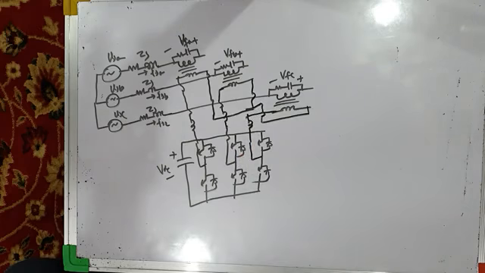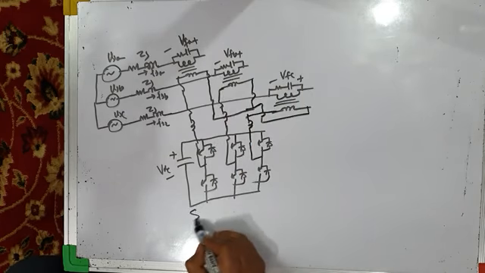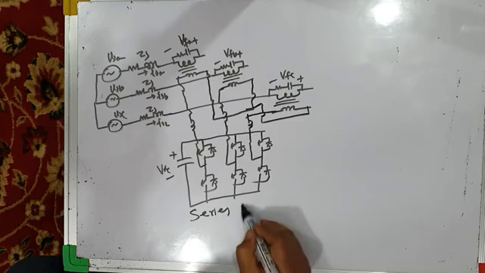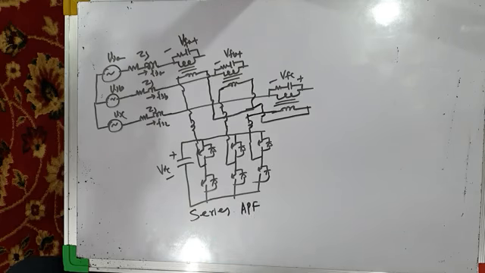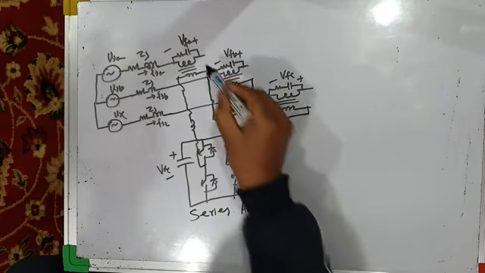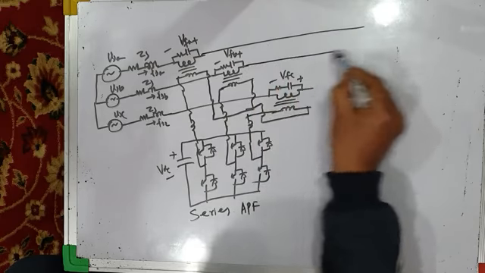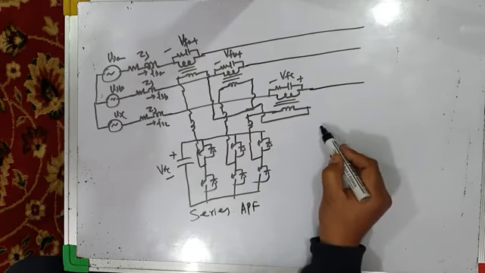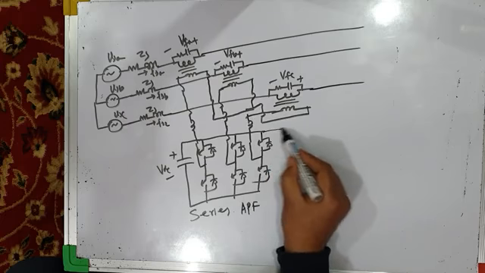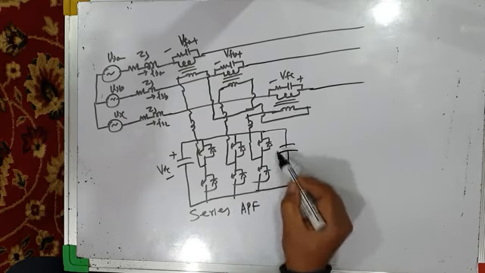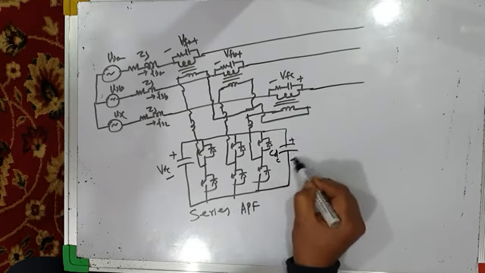Common point. These are the injected voltage. So this is series active power filter, series APF. Then you will have shunt active power filter, which will take care of current related power quality problems, and they will have a common DC bus. DC bus is common with DC bus voltage VDC.